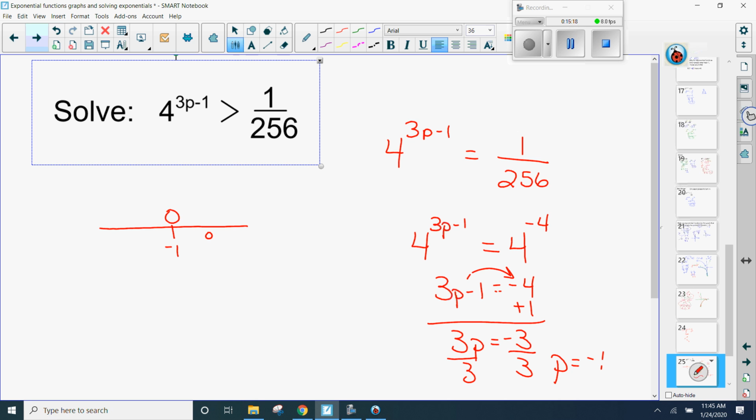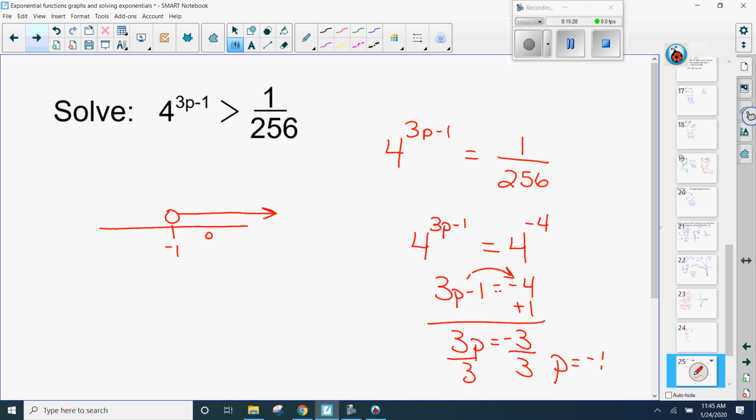What's 4 to the -1 power? 1/4. Is 1/4 greater than 1 over 256? Yeah. No, it could equal 2. If it's 2, I get 3 times 2 is 6 minus 1, which is 5. Is 4 to the 5th greater than 4 to the -4th? Yes, it is. So that works.